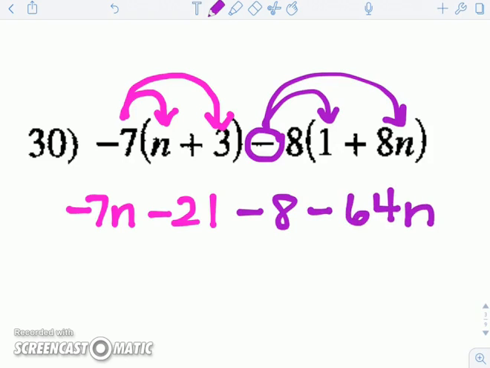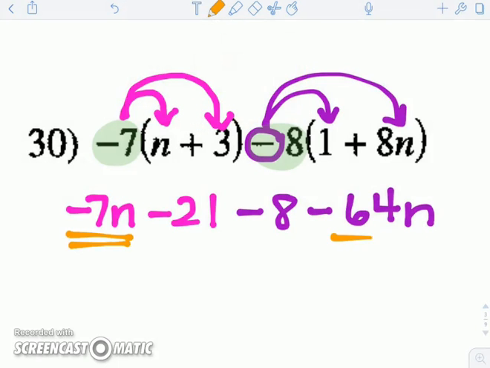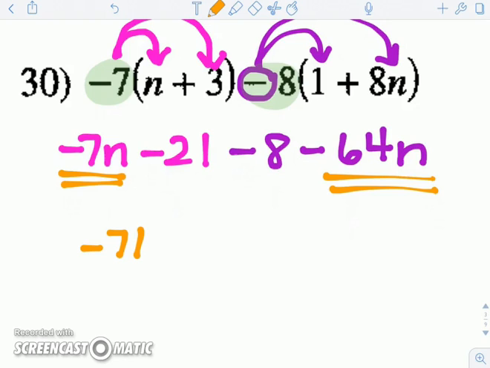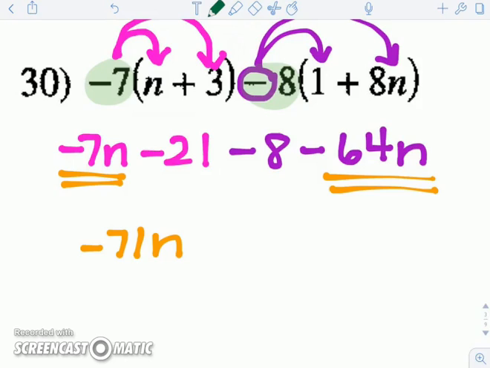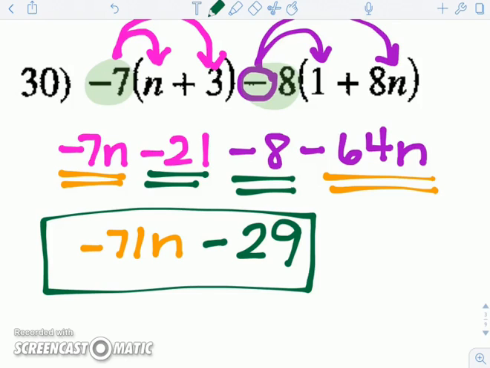Notice I did not touch the exponents on my variables because there was no exponent on the numbers that were out front of the parentheses. They were just constants. So now I can combine my like terms. I had to get rid of the parentheses first. So I have a negative 7n and negative 64n. And that leaves me with negative 71n. And then I have a negative 21 and a negative 8, which leaves me with a negative 29. So my final answer is negative 71n minus 29.